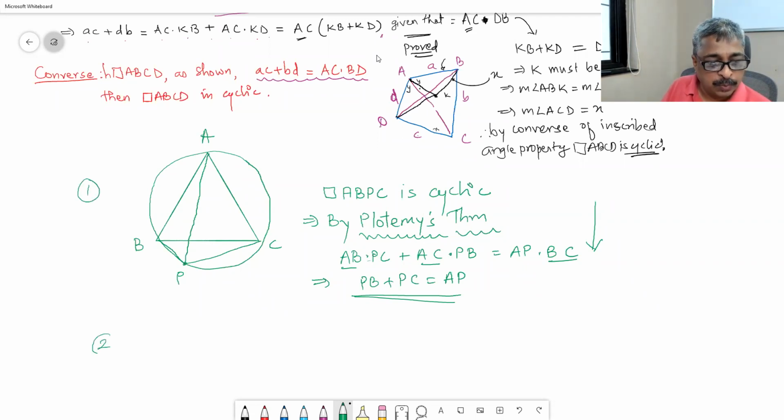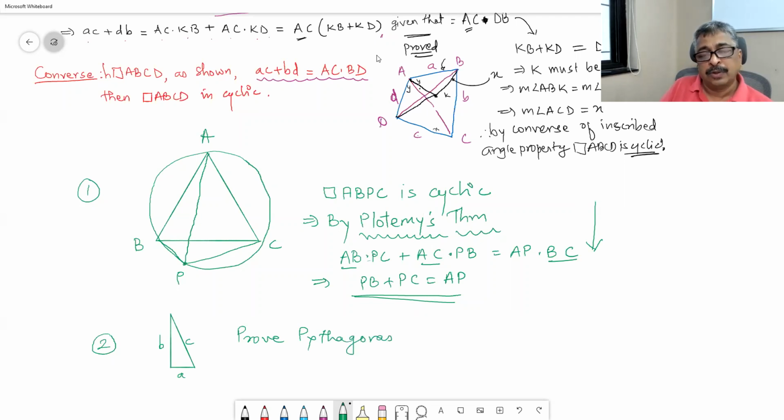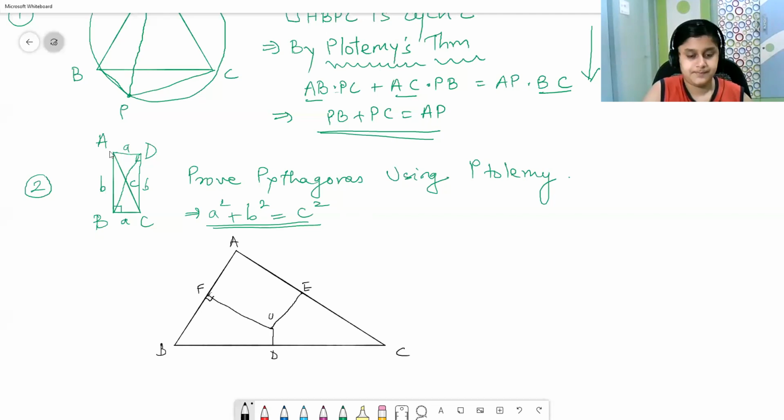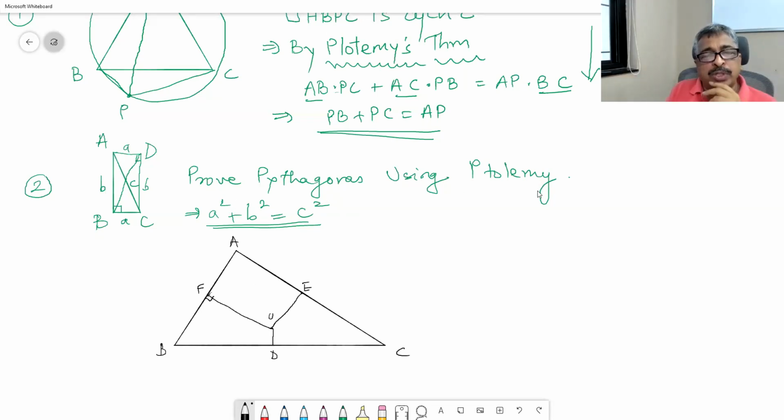Application number 2. Small a, small b, small c. Prove Pythagoras using Ptolemy. This I give it to you. Okay, Pythagoras theorem using Ptolemy.